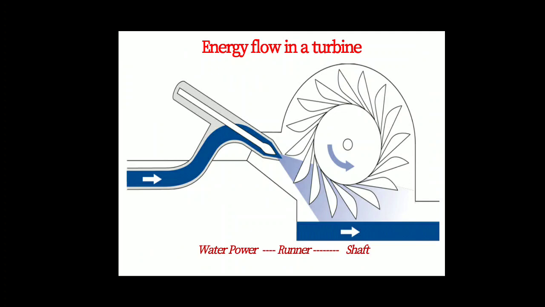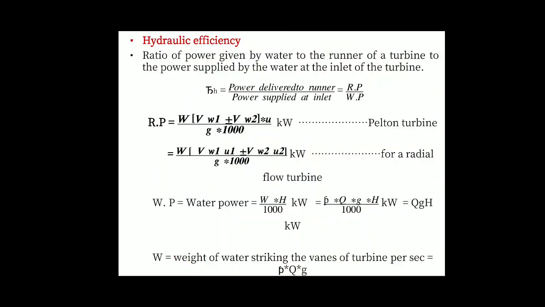So here water power is transferred to the runner, which in turn rotates the shaft. Now what is hydraulic efficiency? The ratio of power given by the water to the runner of a turbine to the power supplied by the water at the inlet of the turbine is called hydraulic efficiency. In other words, hydraulic efficiency is the ratio of runner power to the water power.